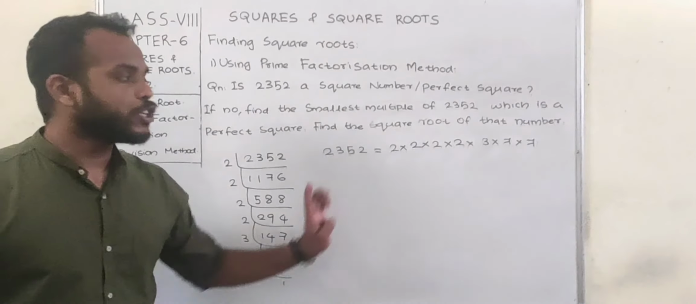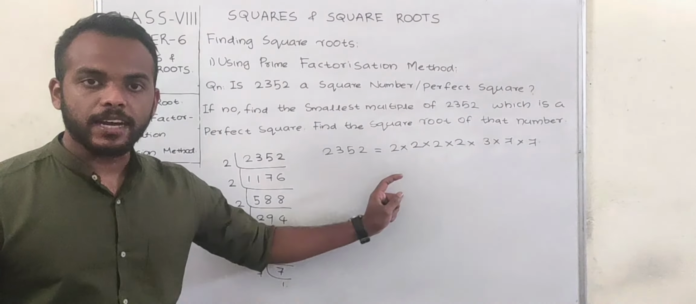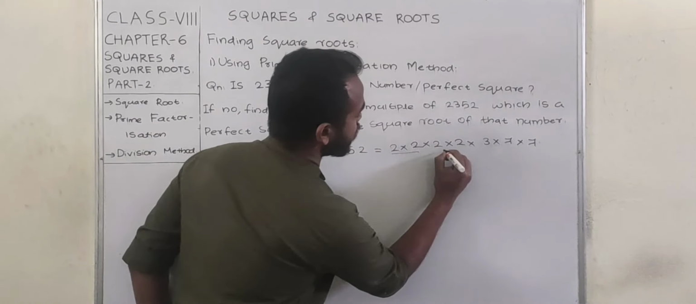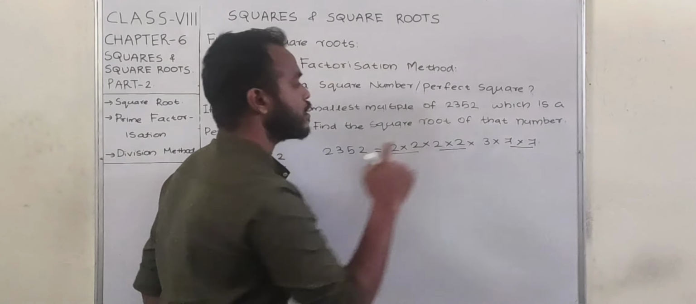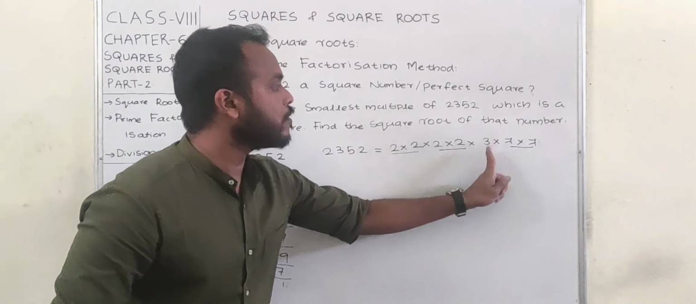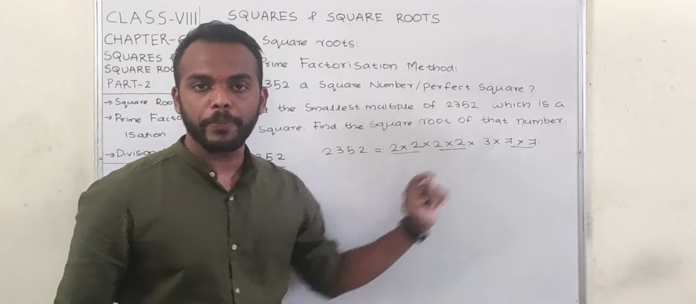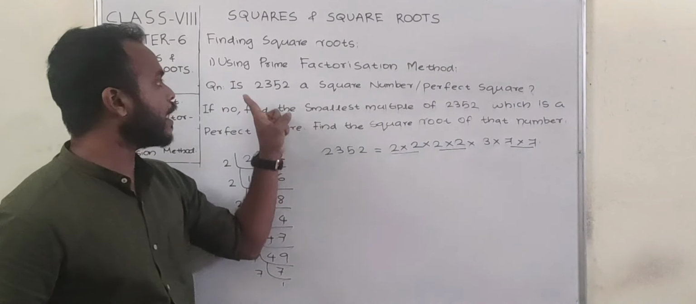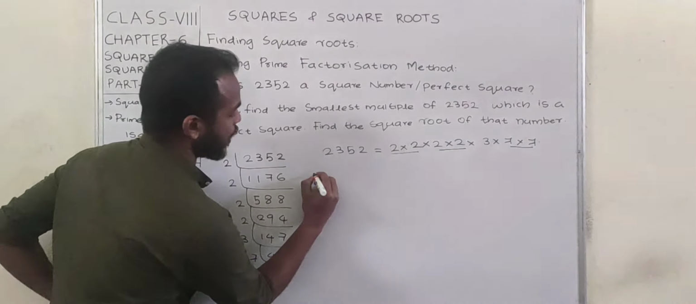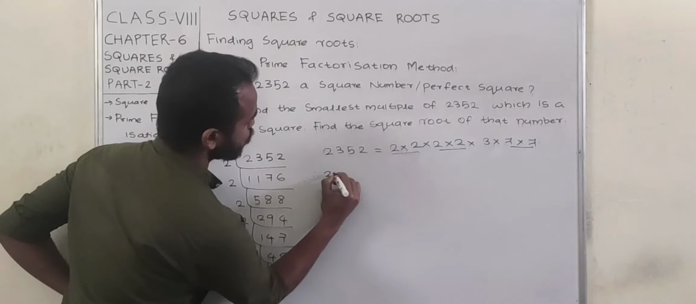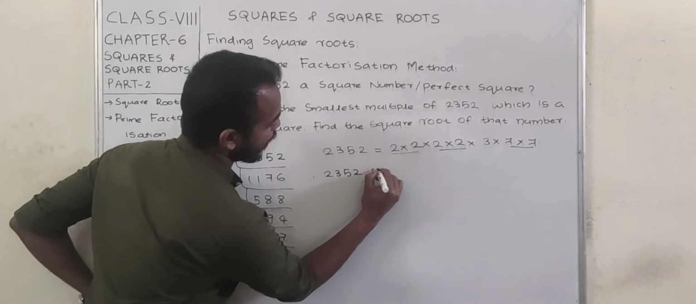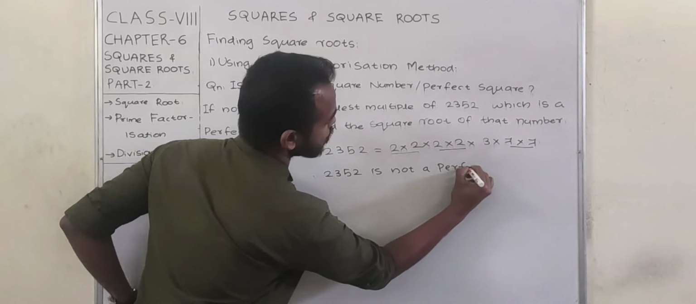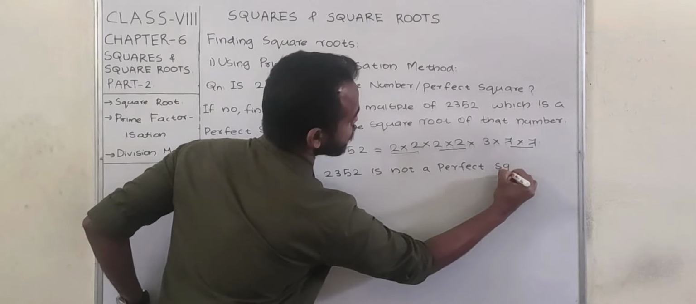Can we make it into pairs? No, because obviously we can do up to here, but a 3 is missing. Since we are not able to make it into pairs the way that we have been doing, this is clearly not a perfect square. Then we can say therefore 2352 is not a perfect square.